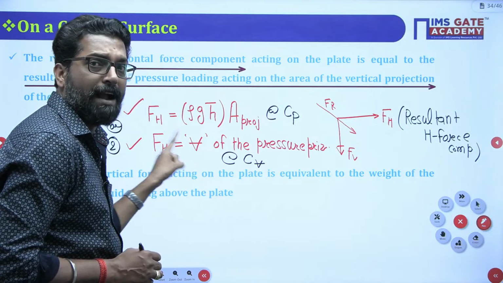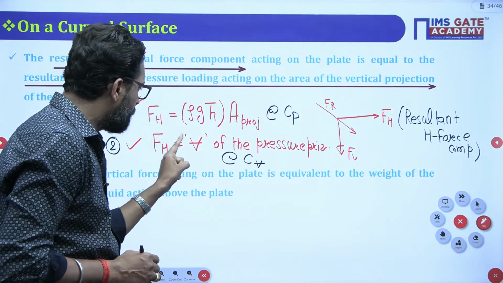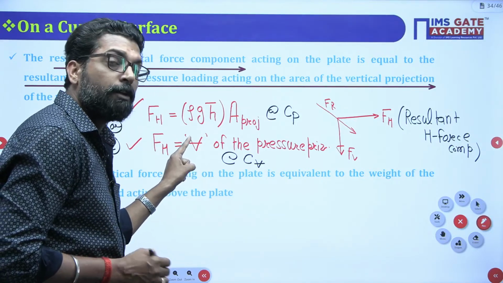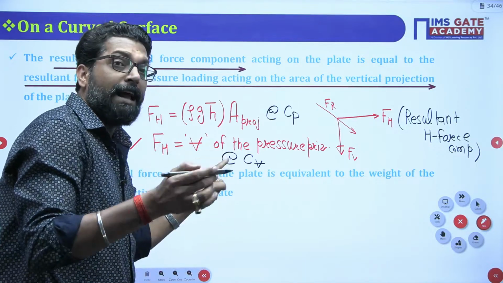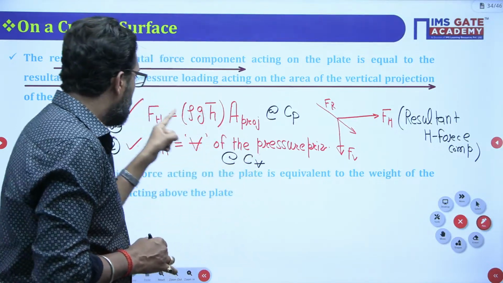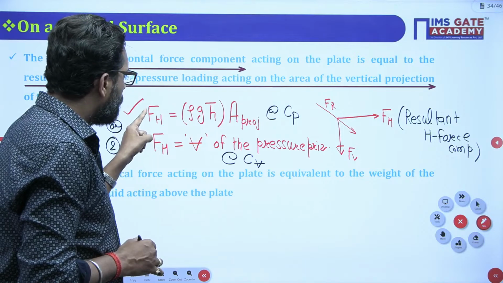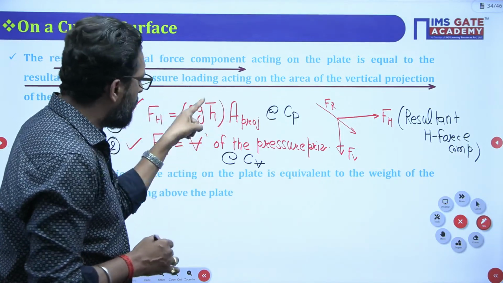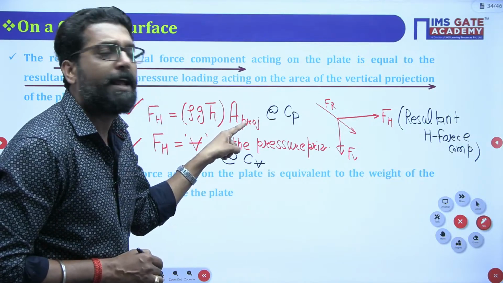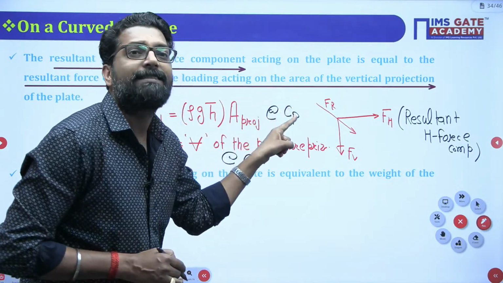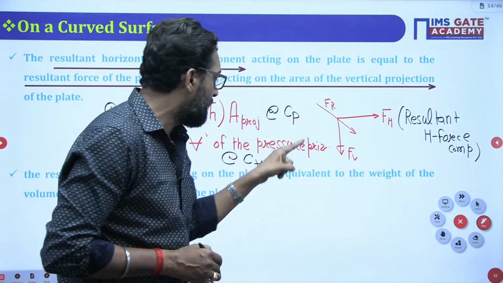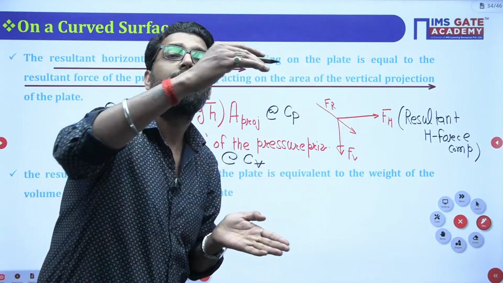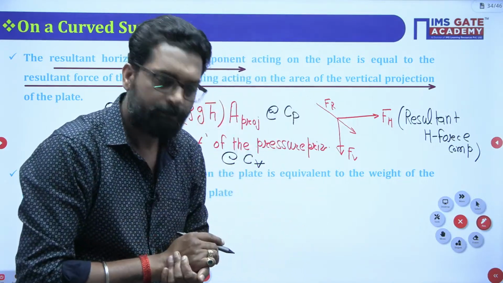When we have to find the horizontal force, it is equal to the volume of the pressure prism. So where will it act? It will act at the CG of the volume prism. And in the formula method, this is the centroidal pressure into the area of the plane, and it will act at the center of pressure. This center of pressure will lie in the lower portion of the surface.